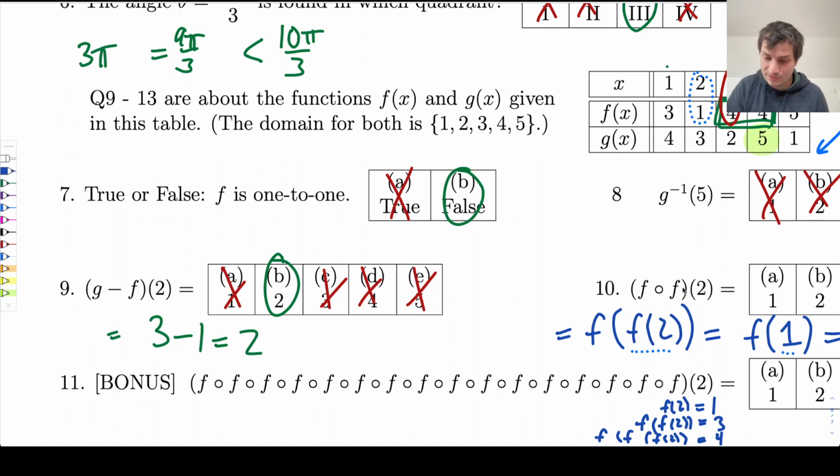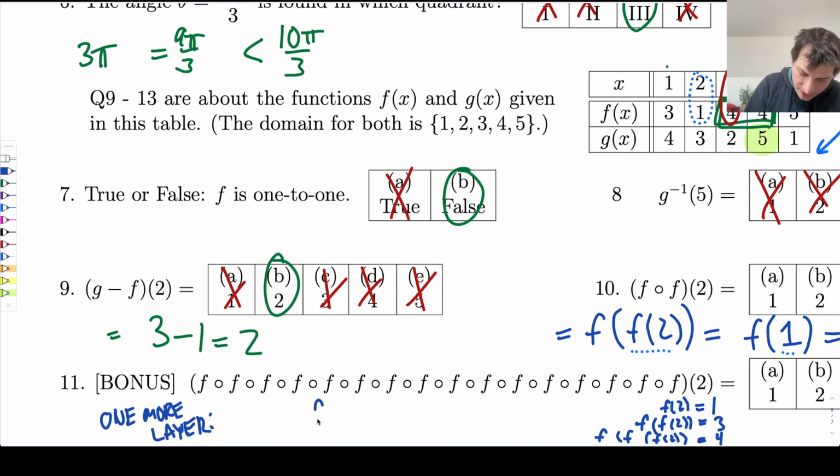And the reason is, if you do one more layer, so let's do one more layer. Here's the one more layer. F of 2.